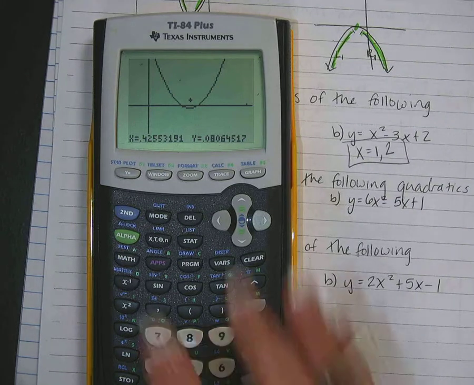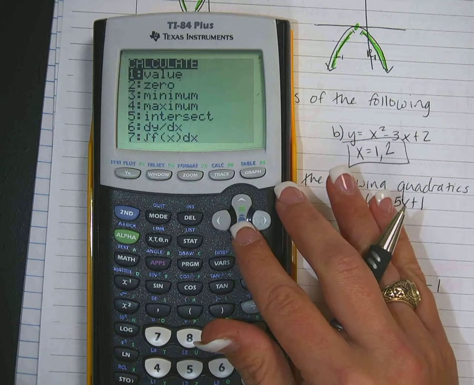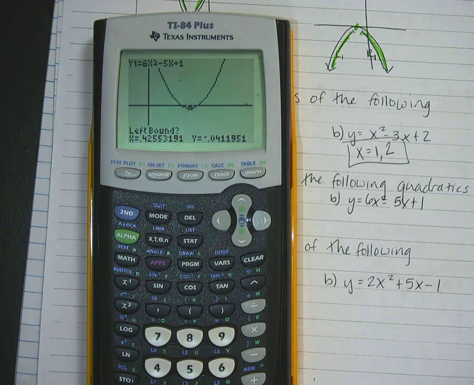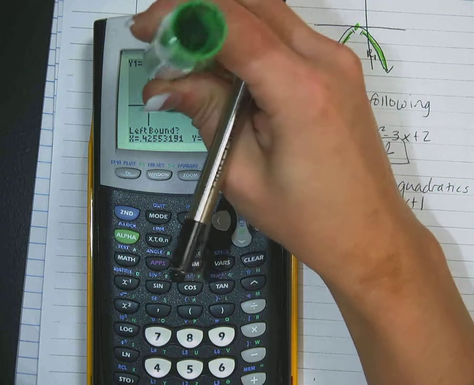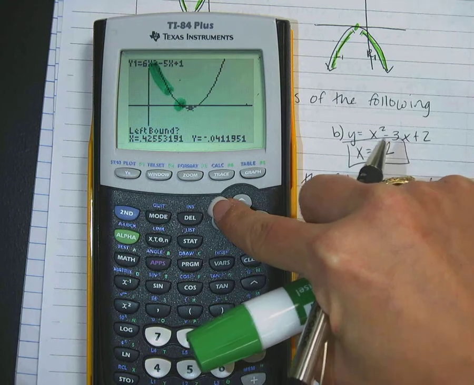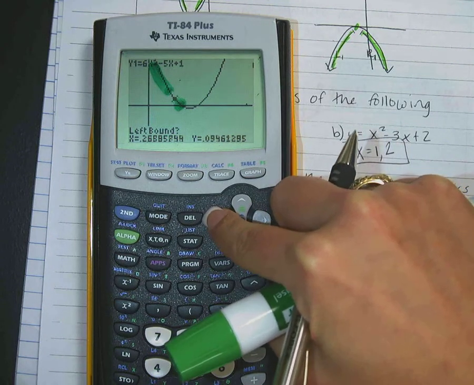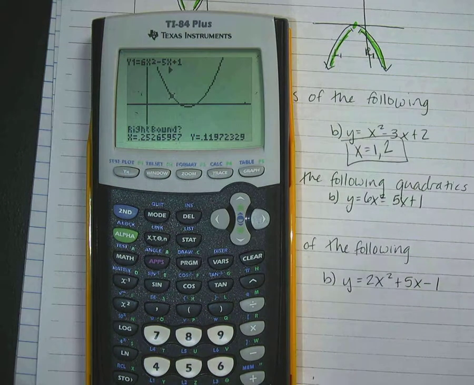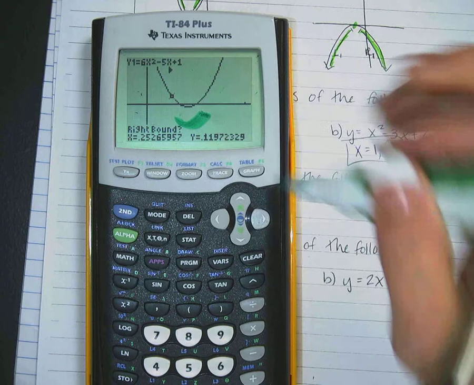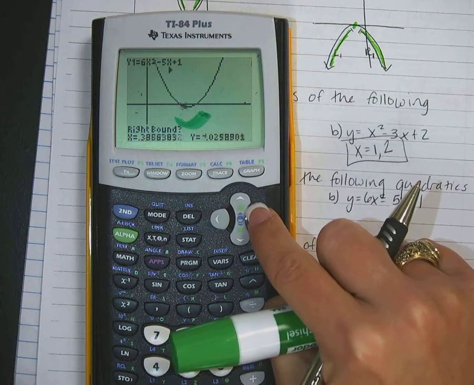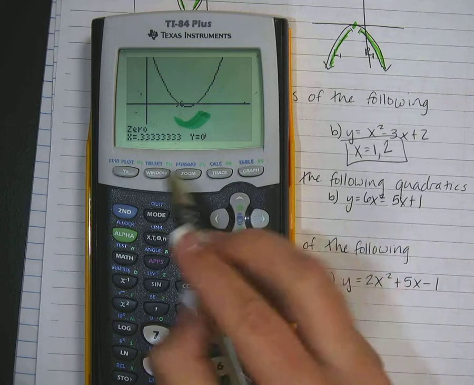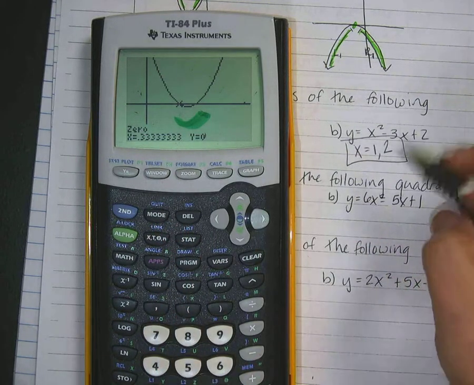Okay, so I'm going to press second, calc, which is trace, and go to 0. I'm going to do this one first, the one on the left. So my left bound will be over here. Press enter. My right bound will be down here. Press enter one more time. Negative 0.3333, that is negative 1/3.